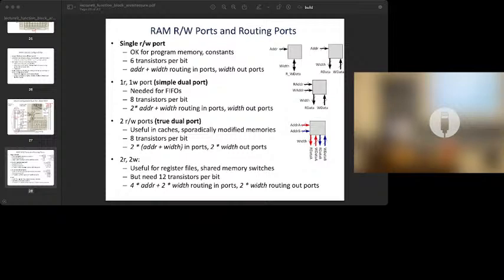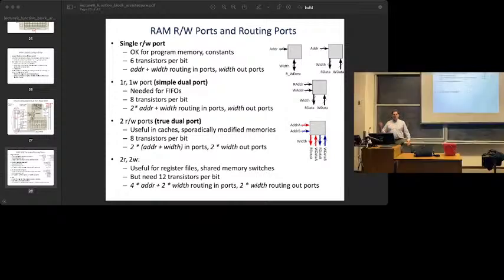So this is actually the data in. That's the data being sent in for a write. When I do a read, I'm going to send data out, and it's going to be the same word width. So I need width bits of data output. Does that make sense? Okay, so that's the cheapest kind of memory I could build in an FPGA, but it doesn't capture all my uses. So one read port, one write port, which FPGA data sheets usually call simple dual port.